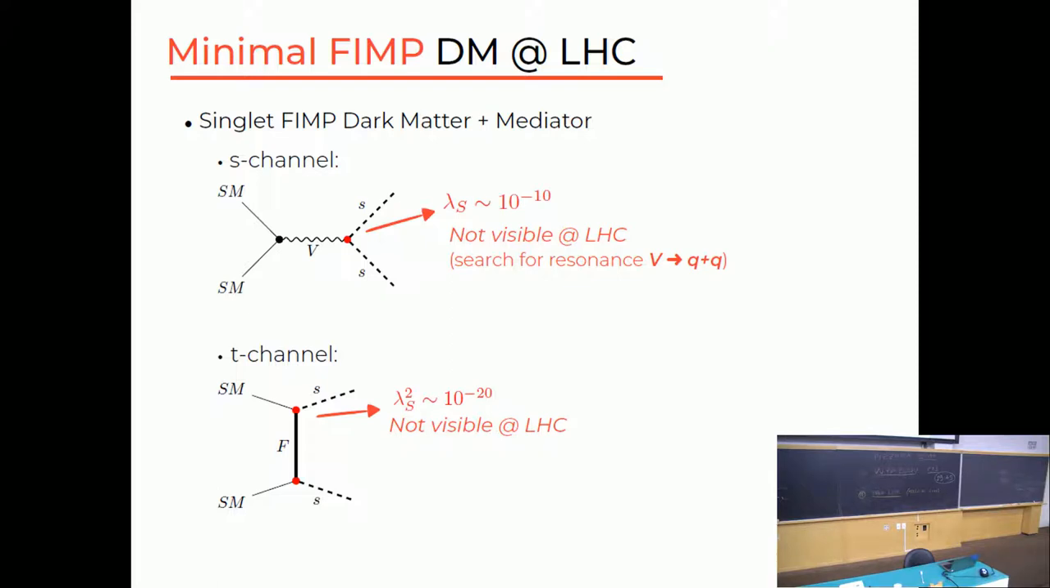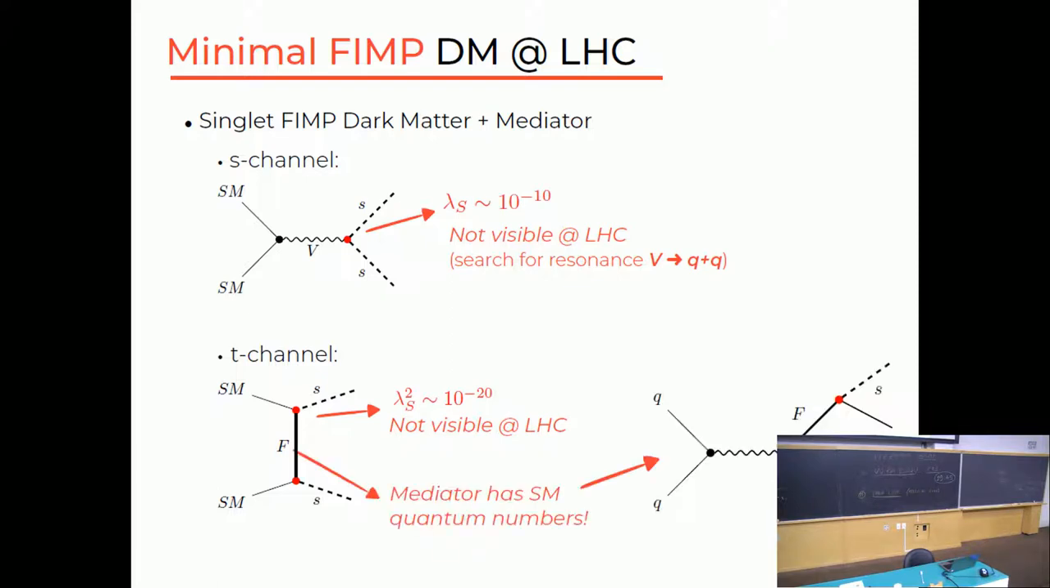But if we look carefully, we see that this mediator has to have standard model quantum numbers, because this is a singlet. So this helps us a lot, because then we can directly produce this mediator, like in a process such like this, right? And then the mediator will decay back to a standard model particle plus dark matter. Okay? So this is the focus of this talk. Look at this process and see if it can be seen at the LHC, what's the connection with the relic density, and what type of searches at the LHC are sensitive to this type of process.